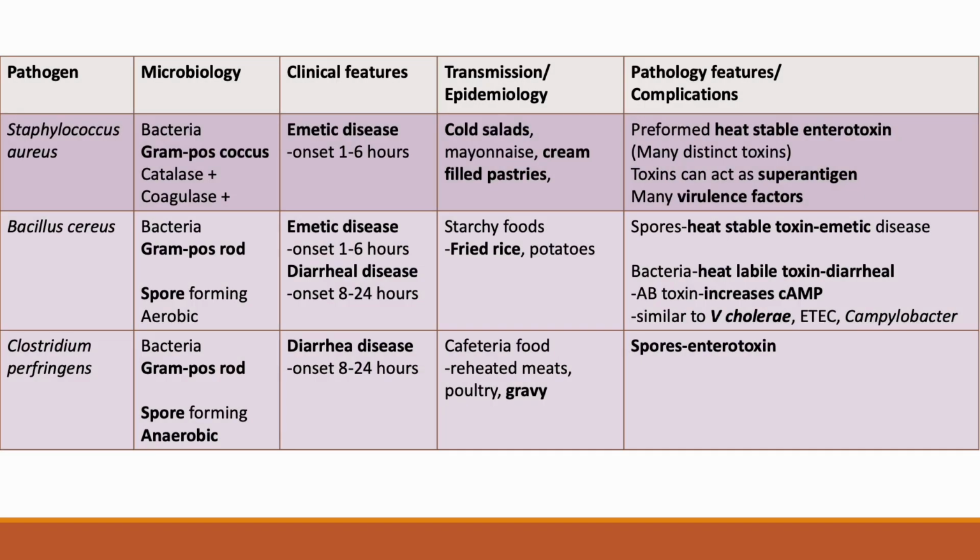Lastly, we've provided here a table for you to reference as you study. Note that these three bacteria, Staphylococcus aureus, Bacillus cereus, and Clostridium perfringens are all gram-positive, Staph aureus being a gram-positive coccus, and Bacillus cereus and Clostridium perfringens both being gram-positive rods. Again, Bacillus cereus and Clostridium perfringens both are spore-forming, but Bacillus cereus is aerobic, while Clostridium perfringens is anaerobic. You can reference the other aspects of clinical features, transmission, epidemiology, and pathologic features here, but please remember to reference the other slides as well.